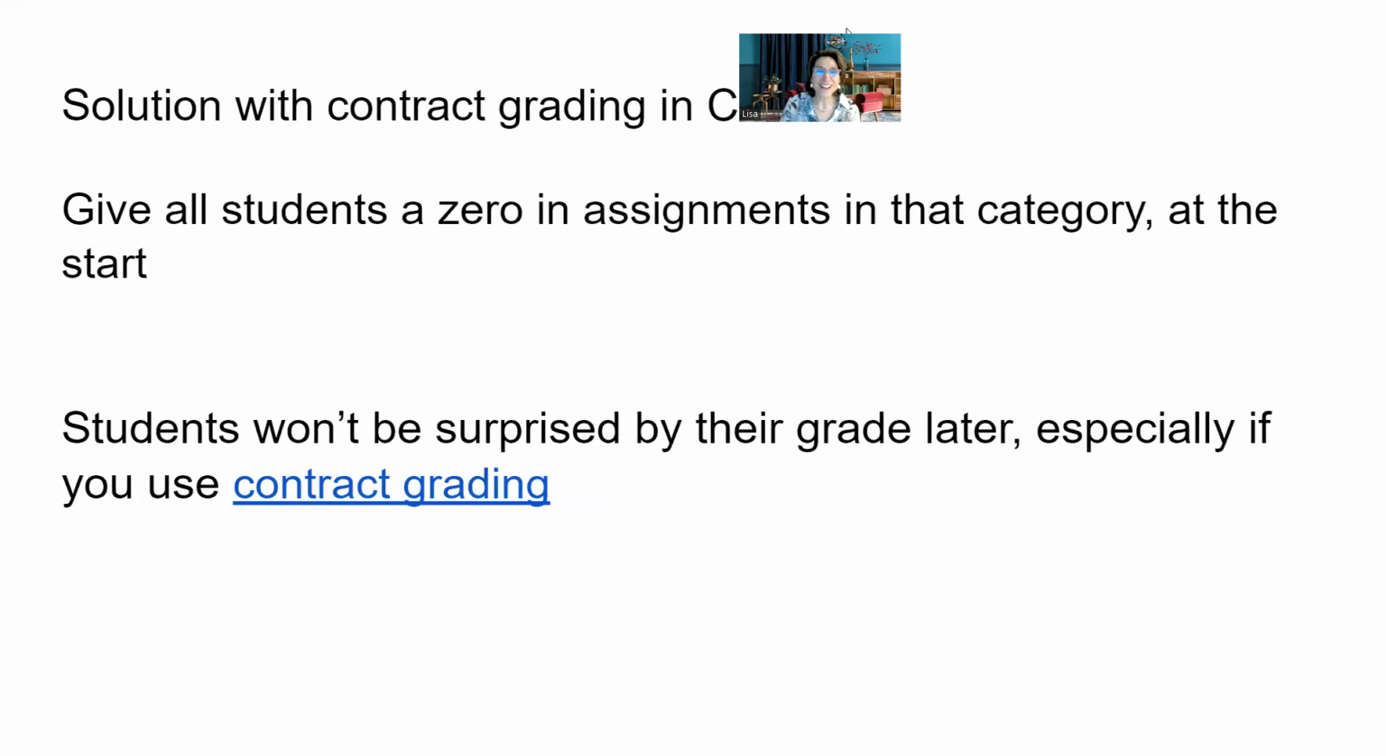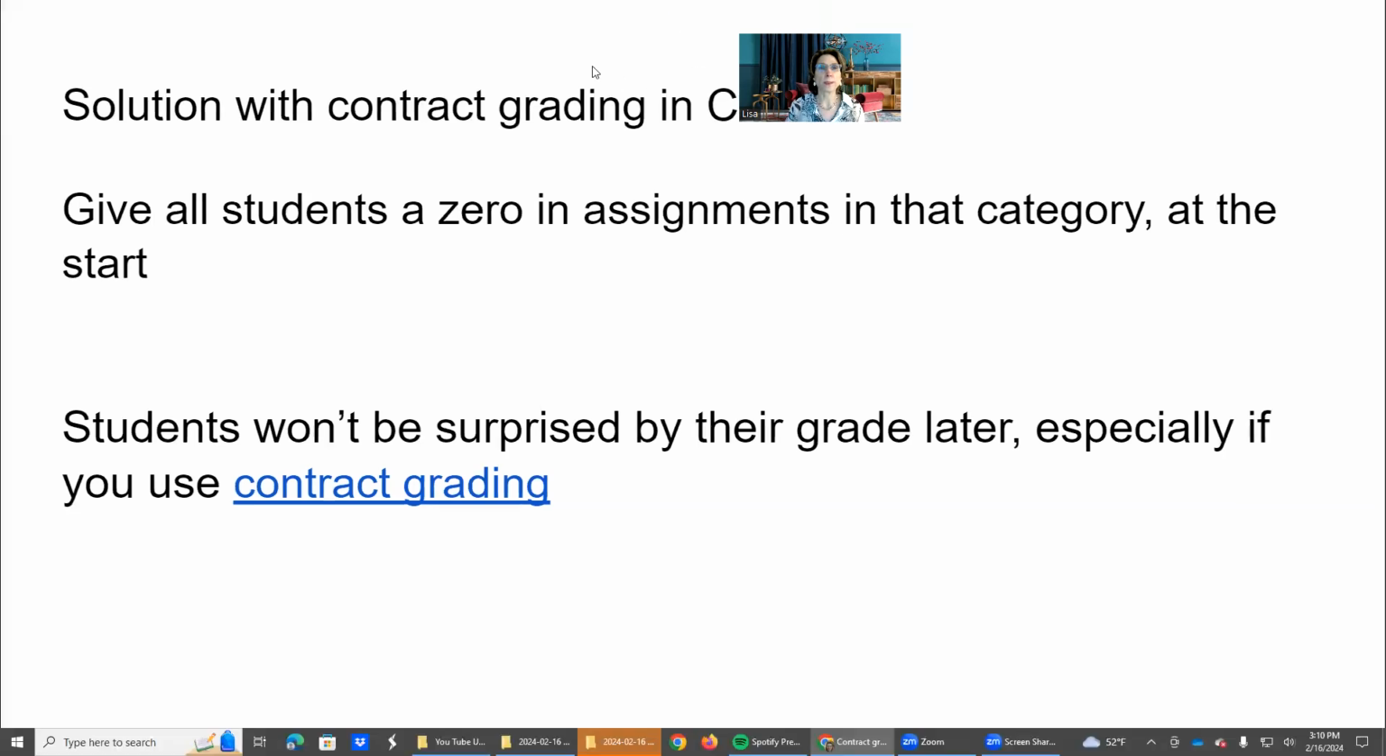So what I figured out is I need to give students a 0 in the assignments in that category. So let's say they need to get 100% on all 3 of their essays. I need to go in and give them a 0 on those, so that as they earn what they need, their grade would move up. So let me show that to you.